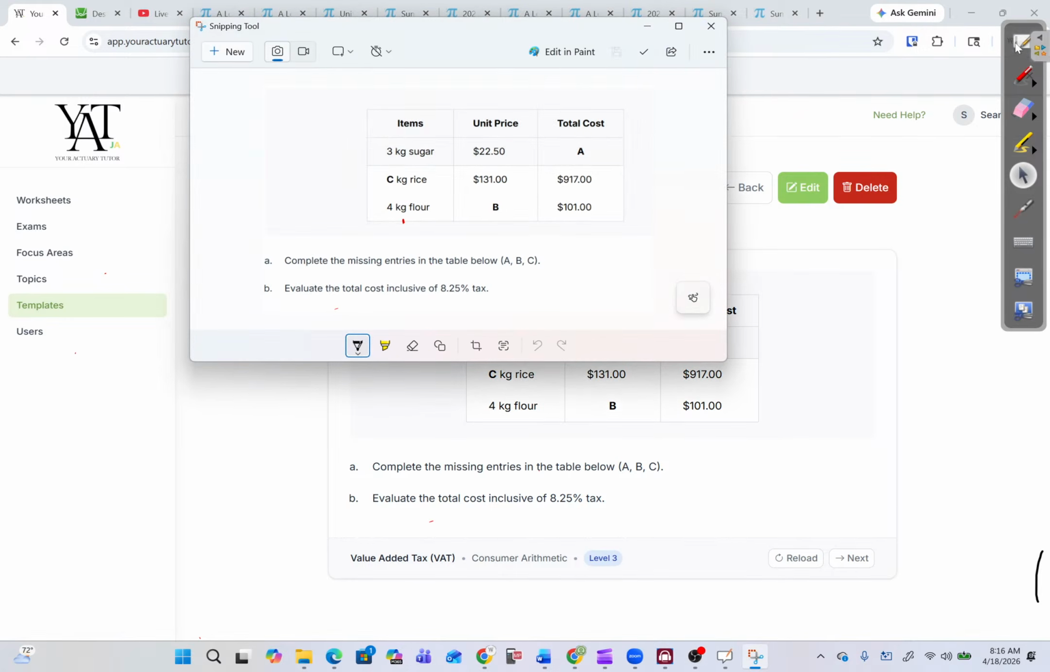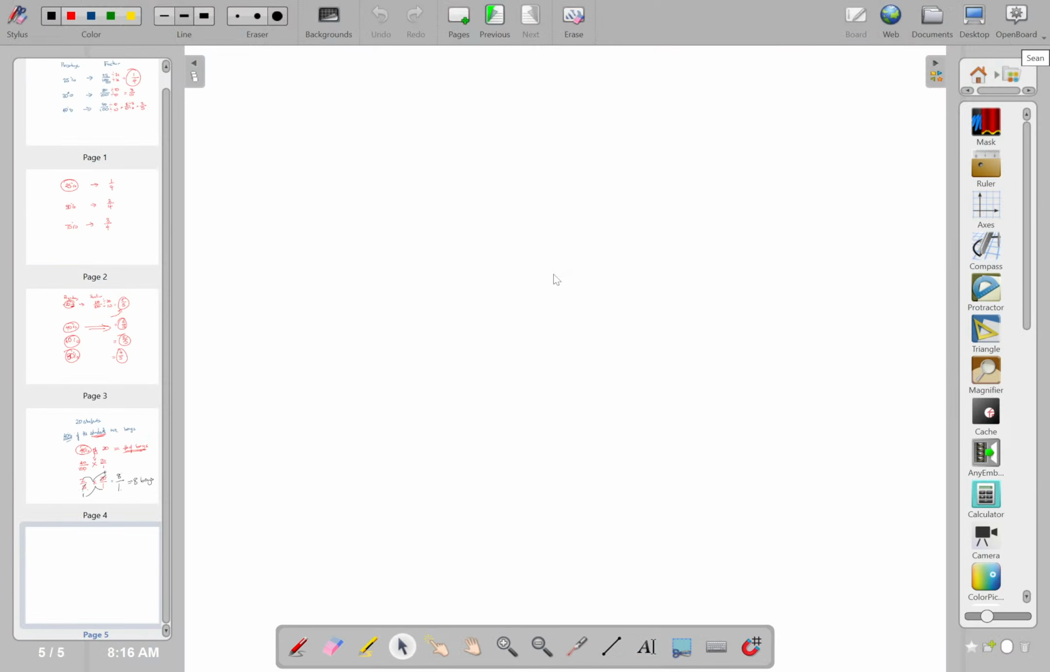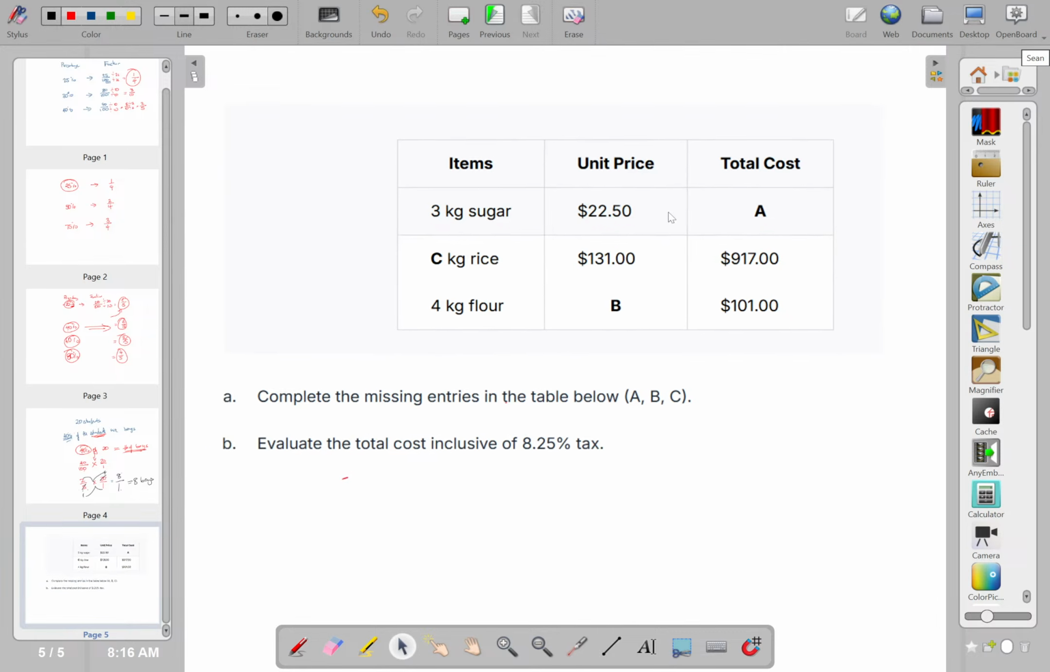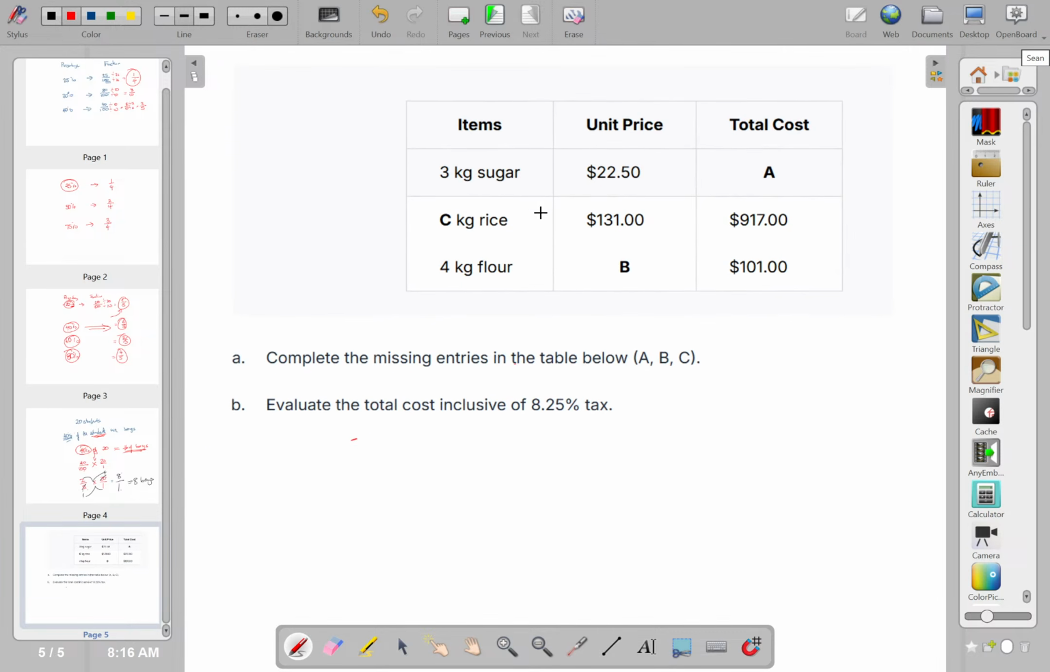Let's read it out loud. Somebody read it out loud for me, please. All right. So we have items. Make sure you read. Listen, don't go straight right to writing this out. Look at the table, please, before you go straight there. All right. Items. We have 3 kilograms of sugar.